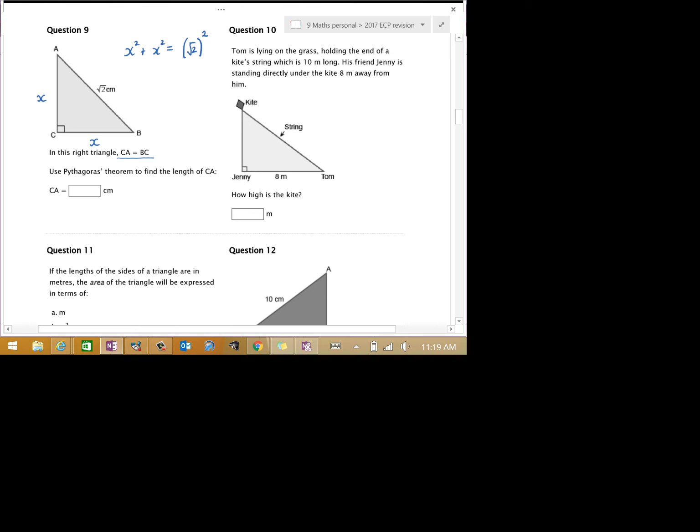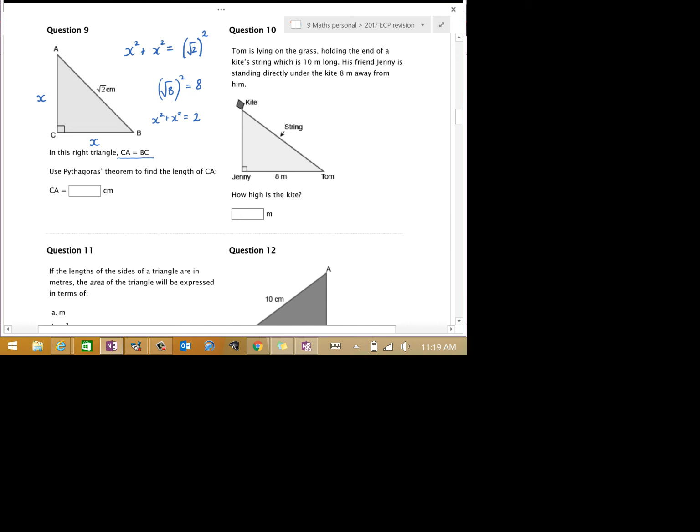But what is the square root of 2 squared? 2. It's 2. It's the same with anything. If I had the square root of 8 squared, the square root of 8 squared is equal to 8. Well, the square root of 2 squared is equal to 2. So what we've got is x squared plus x squared is equal to 2.